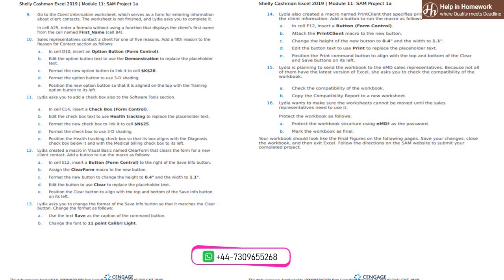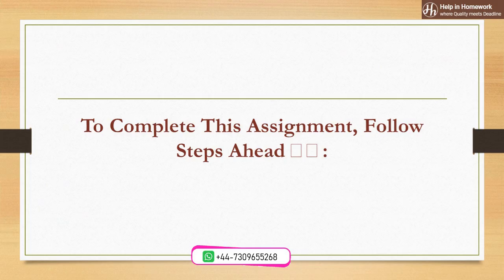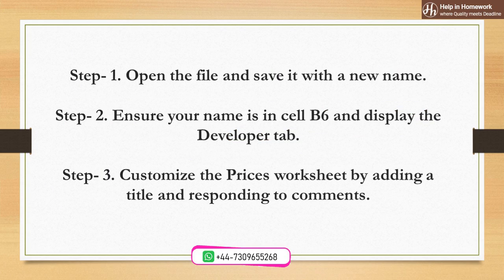This assignment is divided into multiple steps. To complete this assignment, follow the steps ahead. Step 1. Open the file and save it with a new name. Step 2. Ensure your name is in cell B6 and display the Developer tab. Step 3. Customize the prices worksheet by adding a title and responding to comments.